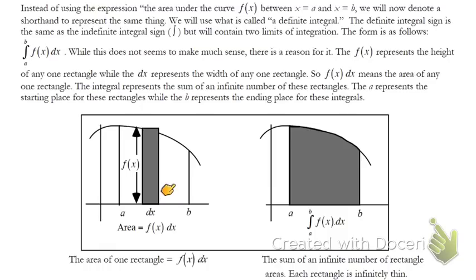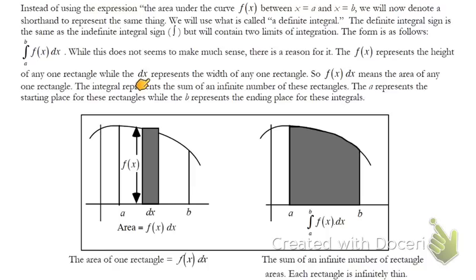And again, let's talk about why that is. So I like this paragraph. It helps to explain it a little bit. It says the f of x represents the height of any one of the rectangles, kind of like how we were talking about in Riemann sums. So f of x is how tall this rectangle is. And dx represents the width of any one rectangle.